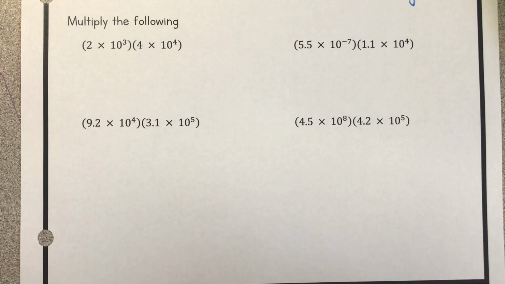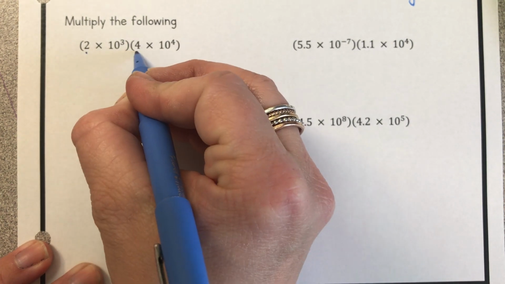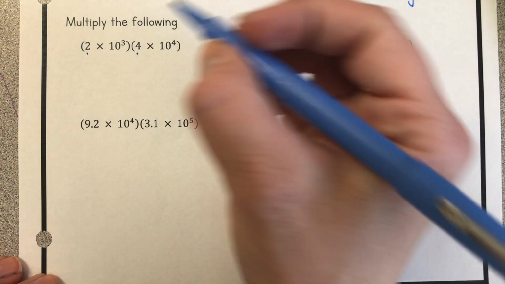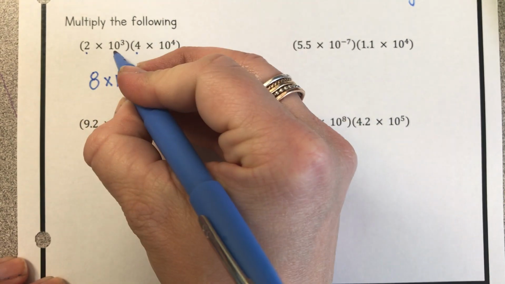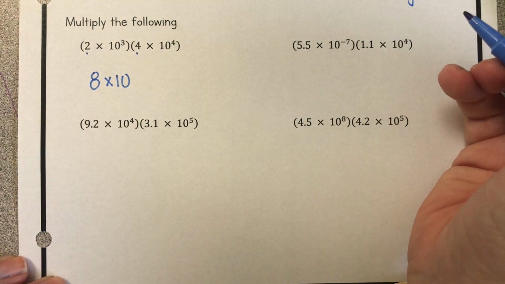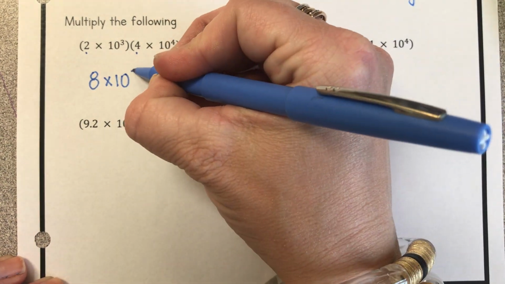Okay, let's talk about when you have 2 numbers in scientific notation and you are multiplying them together. What you're going to do first is multiply together the numbers that are not powers of 10. So I'm going to multiply 2 times 4. So 2 times 4 is 8. And then I have 10 to the 3rd times 10 to the 4th. Think about what we did up here. That's 10 to the 7th.